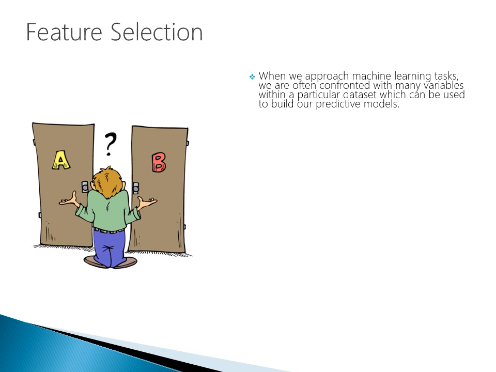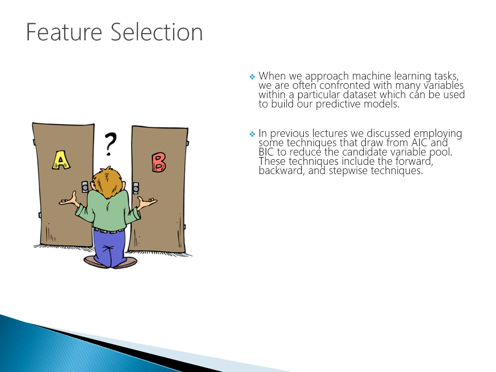When we approach machine learning tasks, we are often confronted with many variables within a particular data set, which can be used to build our predictive models. In previous lectures, we discussed employing some techniques that draw from AIC and BIC to reduce the candidate variable pool. These techniques include forward selection, backward selection, and stepwise selection. Now we're going to explore using genetic algorithms for this feature selection.